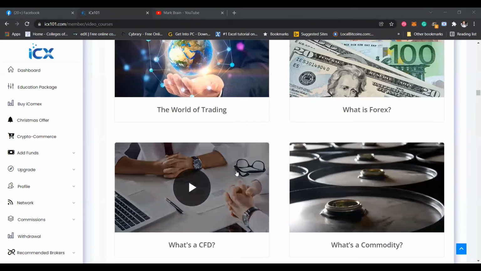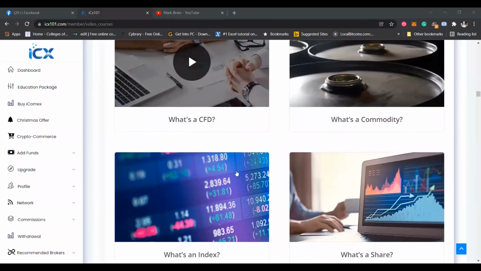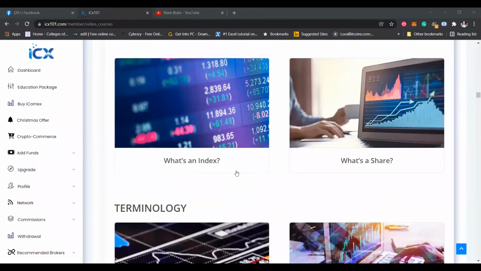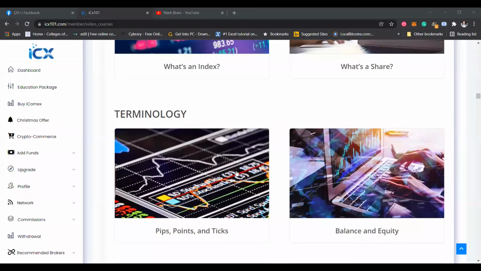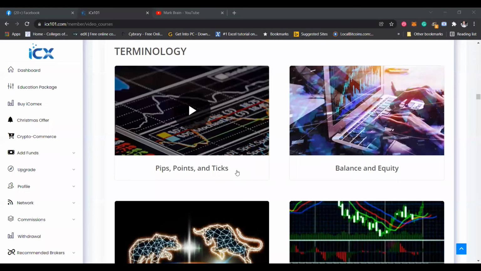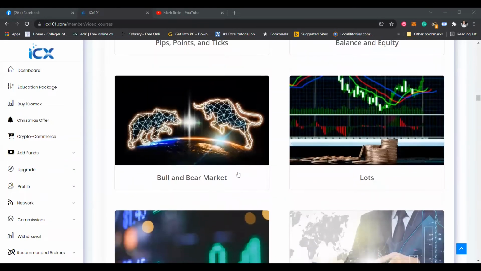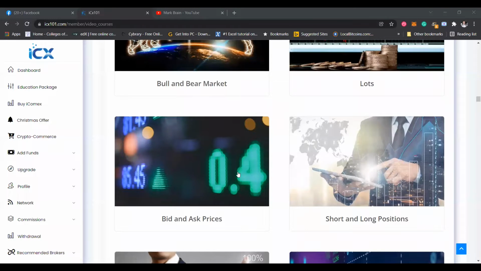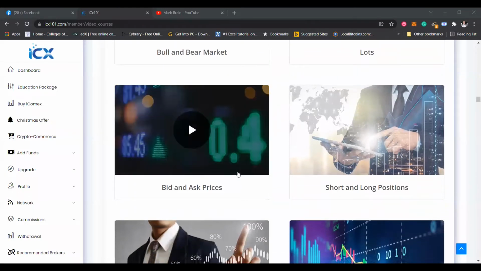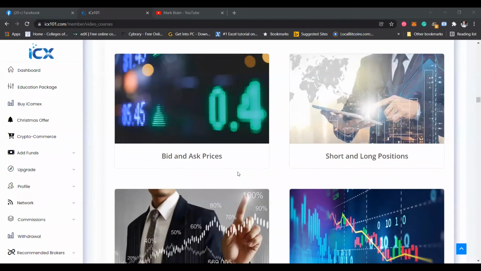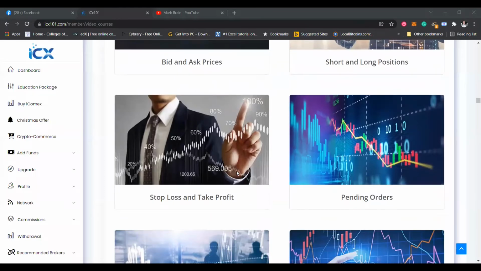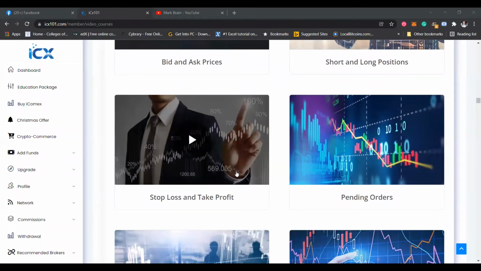You've seen the concept. What is CFD? What is a commodity? What is an index? What is a share? Terminologies: pips, point, ticks, balance and equity, bull and bear, lot size, bid and ask, short and long position, that's buying and selling, which is also like bull and bear. We have stop loss and take profit. You are now knowing the terms.